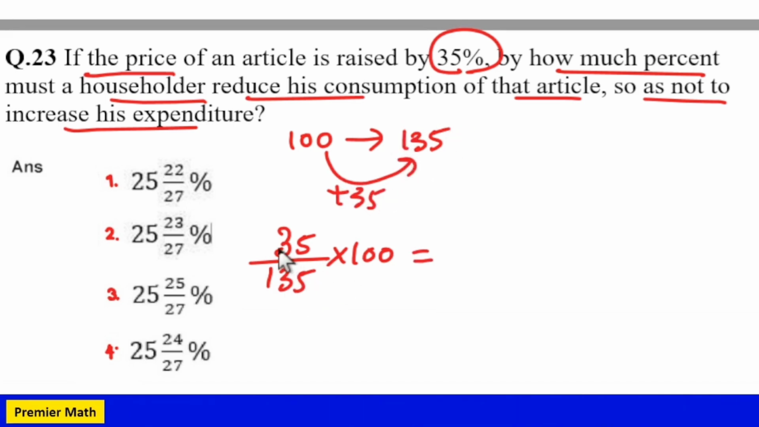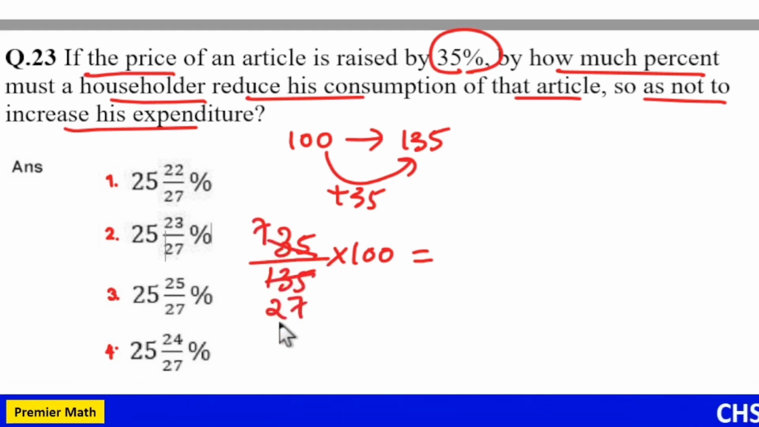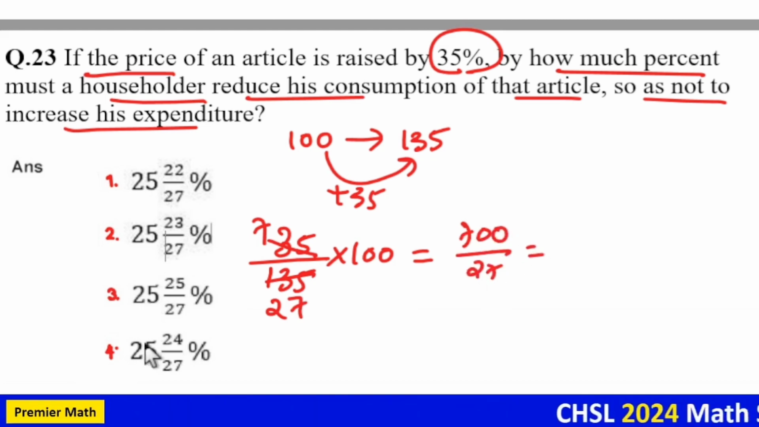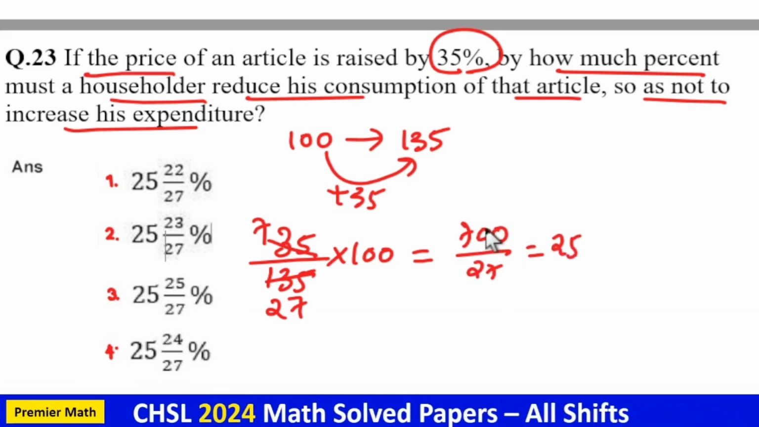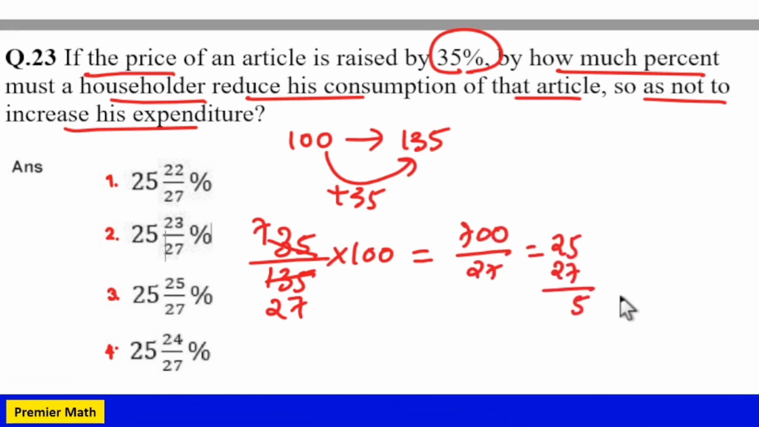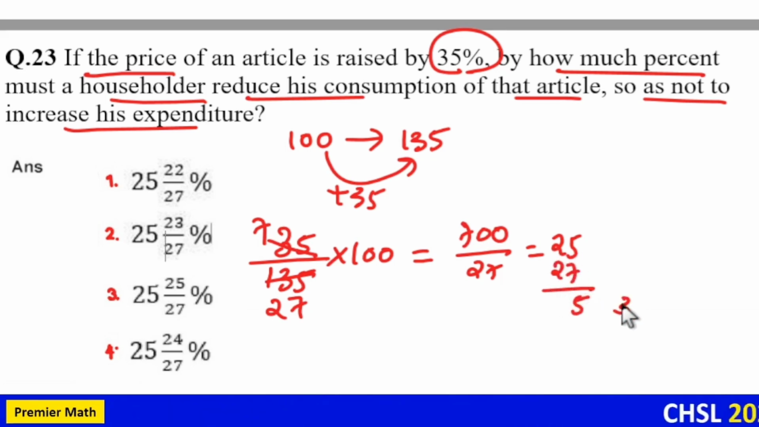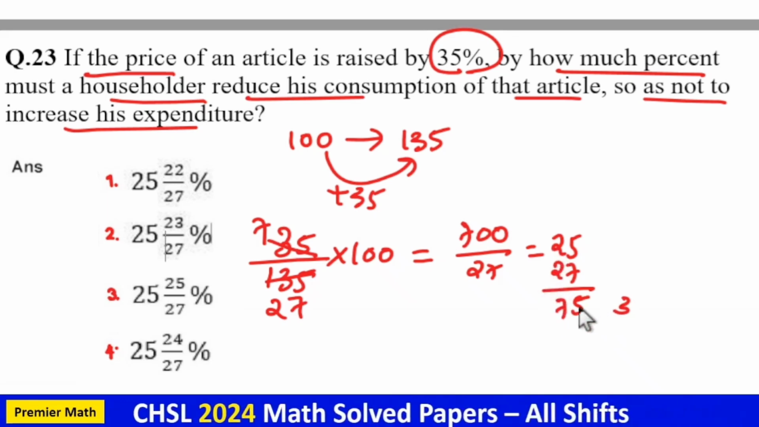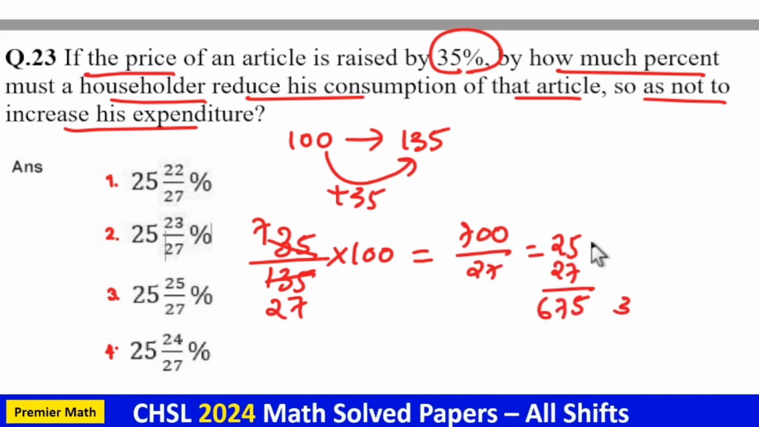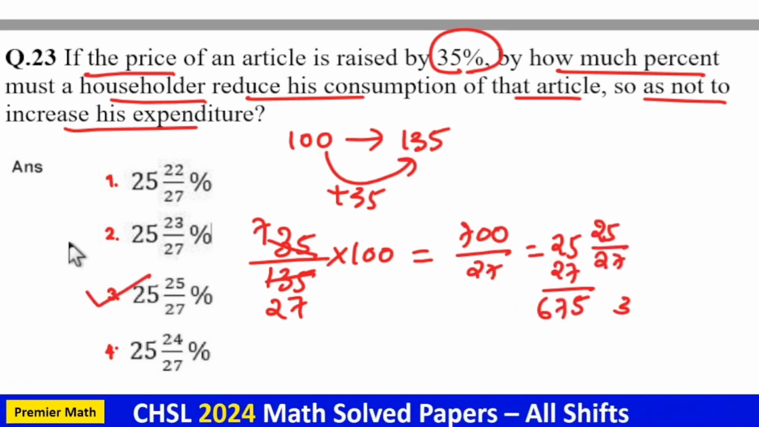Now 5 goes 7 times in 35, 5 goes 2 times in 13, 5 goes 7 times in 35. So 700 by 27. Now if you look at the options, this is equal to 27 goes 25 times in 700. So 25 into 27 is 675. 700 minus 675 is equal to 25. So 25 out of 27. So option 3 is your answer.